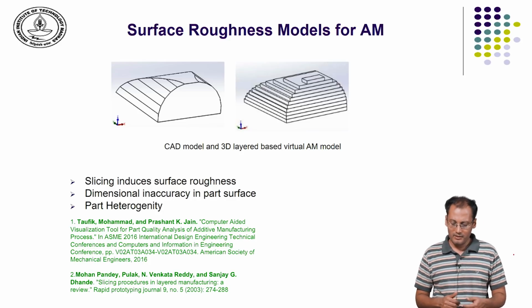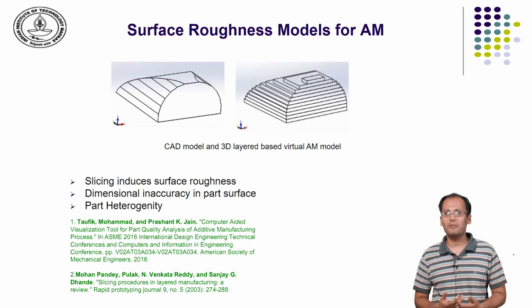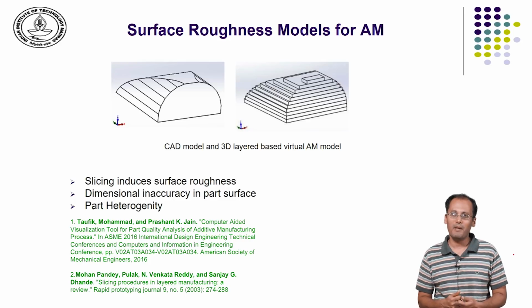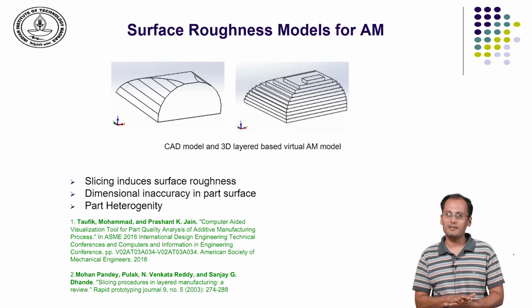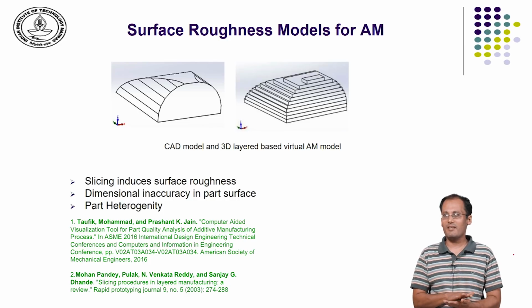So, this discontinuity causes material inhomogeneity, thereby compromising the strength of the part, because the interlayer bonding is one of the weaker spots, and the component may fail across the interlayer bond.